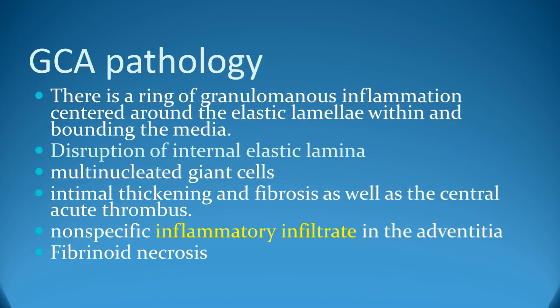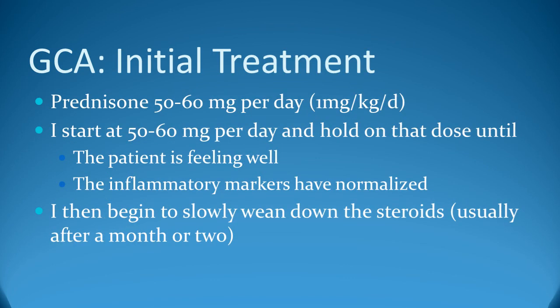There is a ring of granulomatous inflammation centered around the elastic lamella within the bounding of the media. There is disruption of the internal elastic lamina, multinucleated giant cells, intimal thickening and fibrosis, as well as central acute thrombosis, non-specific inflammatory infiltrate in the adventitia, and fibrinoid necrosis.